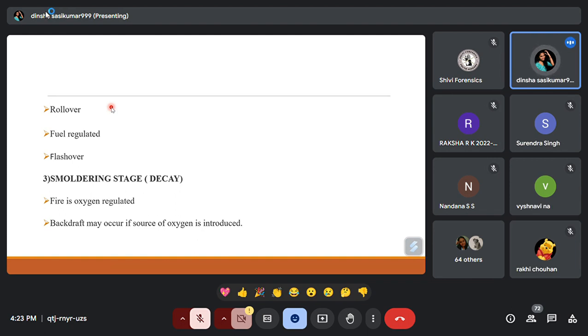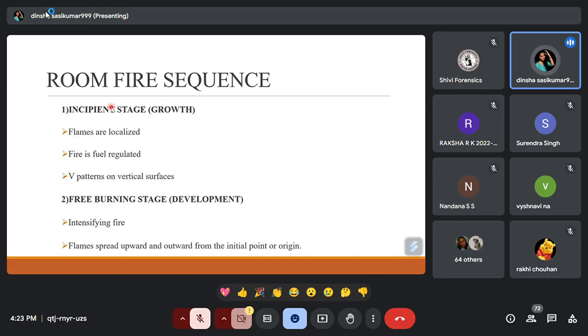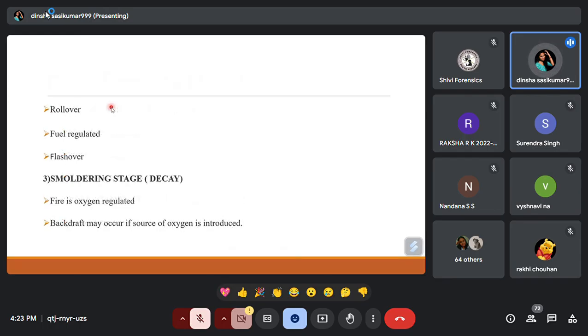So what is flashover? Flashover is an important concept. It is during the second stage, that is the free burning stage, that flashover will occur. Flashover is when the upper layer of the room reaches a temperature of approximately 1100 Fahrenheit, sufficient heat is generated to cause simultaneous ignition of all the fuels in the room. Okay, so this is called flashover. That is, when the upper layer of the room reaches a temperature of approximately 1100 Fahrenheit, all the contents of the room will ignite simultaneously, and this is known as flashover.